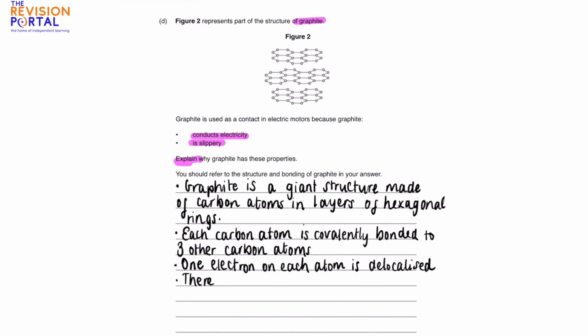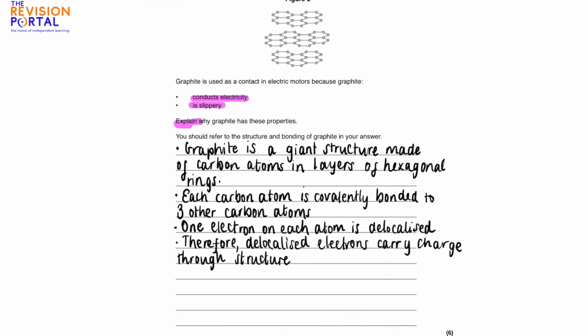Therefore, the delocalized electrons can carry charge through the structure. There it is, you just explained why graphite conducts electricity. Now let's explain why graphite is slippery.